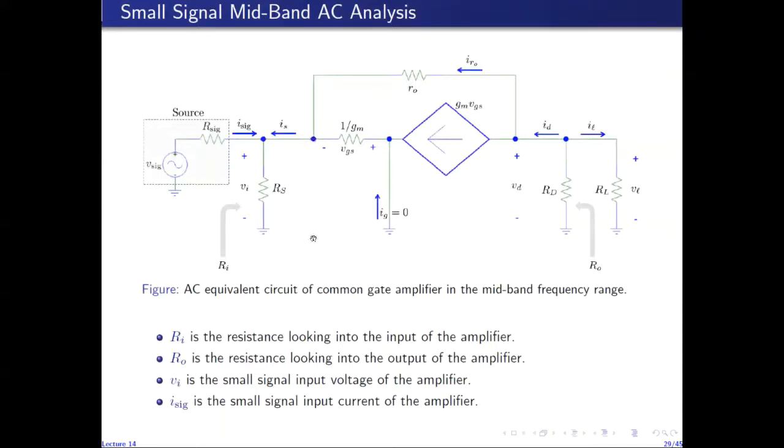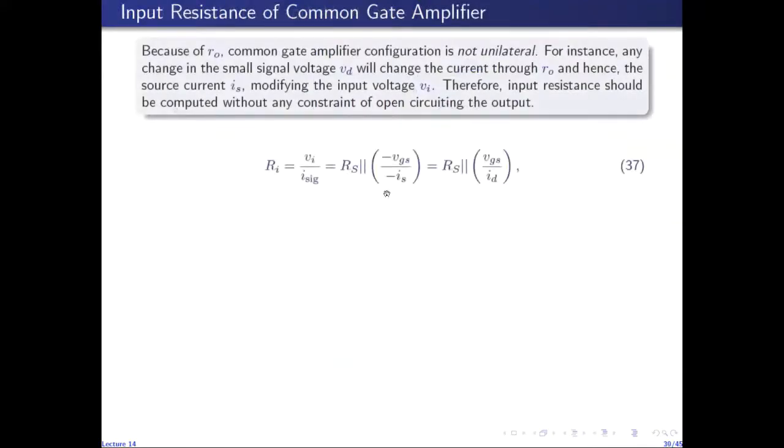And the voltage between this node and ground will be minus VGS, because the voltage between this node, which is ground, and this node is VGS. So the voltage between this node and ground will be minus VGS. So the resistance seen looking towards the right between this node and ground is given by the ratio of minus VGS to minus IS, which is equal to VGS over IS, and IS is equal to ID, so it is equal to VGS over ID. So VGS over ID in parallel with RS will give us the input resistance, Ri.